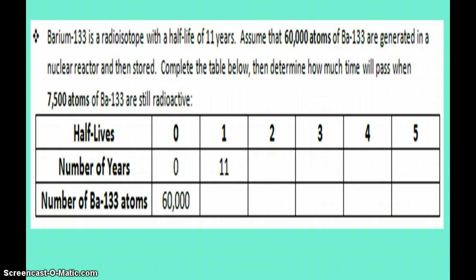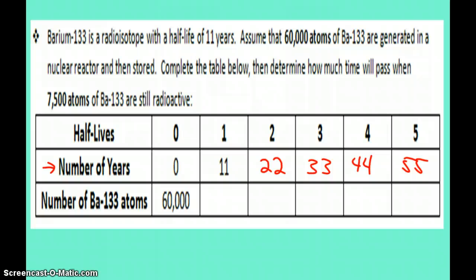Here we have barium-133, which has a half-life of 11 years. And so you can see there, one half-life is 11 years. So it's nothing more challenging to figure out these number of years than to keep adding 11. 22, 33, 44, 55. Each half-life is the same number of years. So as far as the atoms, it's simply a matter of dividing by 2.